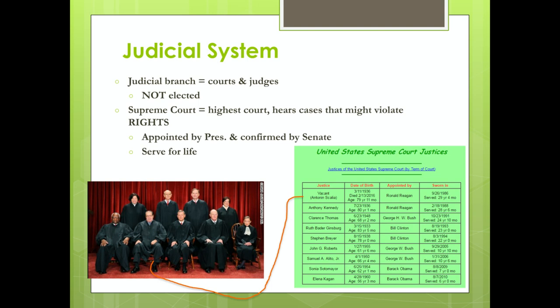Usually these judges are going to serve for life. Now, you can retire, which has happened, but most of them do serve out most of their term.